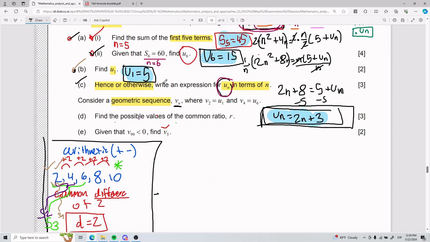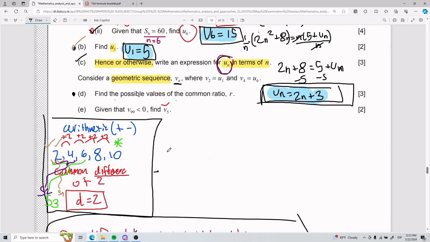When we're talking about the arithmetic, it will be with U. And so they tell you that V2, the second term of the geometric, is equal to the first of the arithmetic, and that the fourth of the geometric is equal to the sixth of the arithmetic. Before even answering part D, I'll highlight that information more visually.